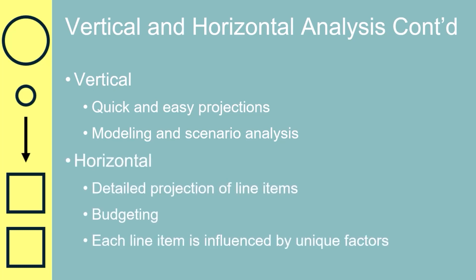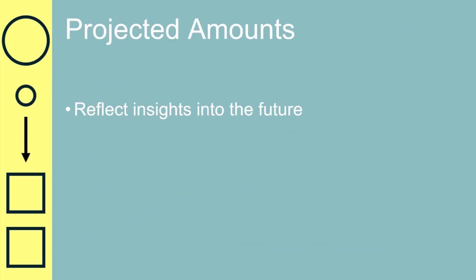Horizontal is better for detailed projections for each line item. It's better for detailed analysis like a budget. The assumption in vertical projections that relationships between line items remain stable may be incorrect. Each line item may have unique factors driving them. Those factors may be identified and reflected in historical horizontal analysis. Projected revenue amounts may reflect insights into future revenue that aren't reflected in historical trends. For example, I may know that a new product line is rolling out, which will greatly increase future revenue.